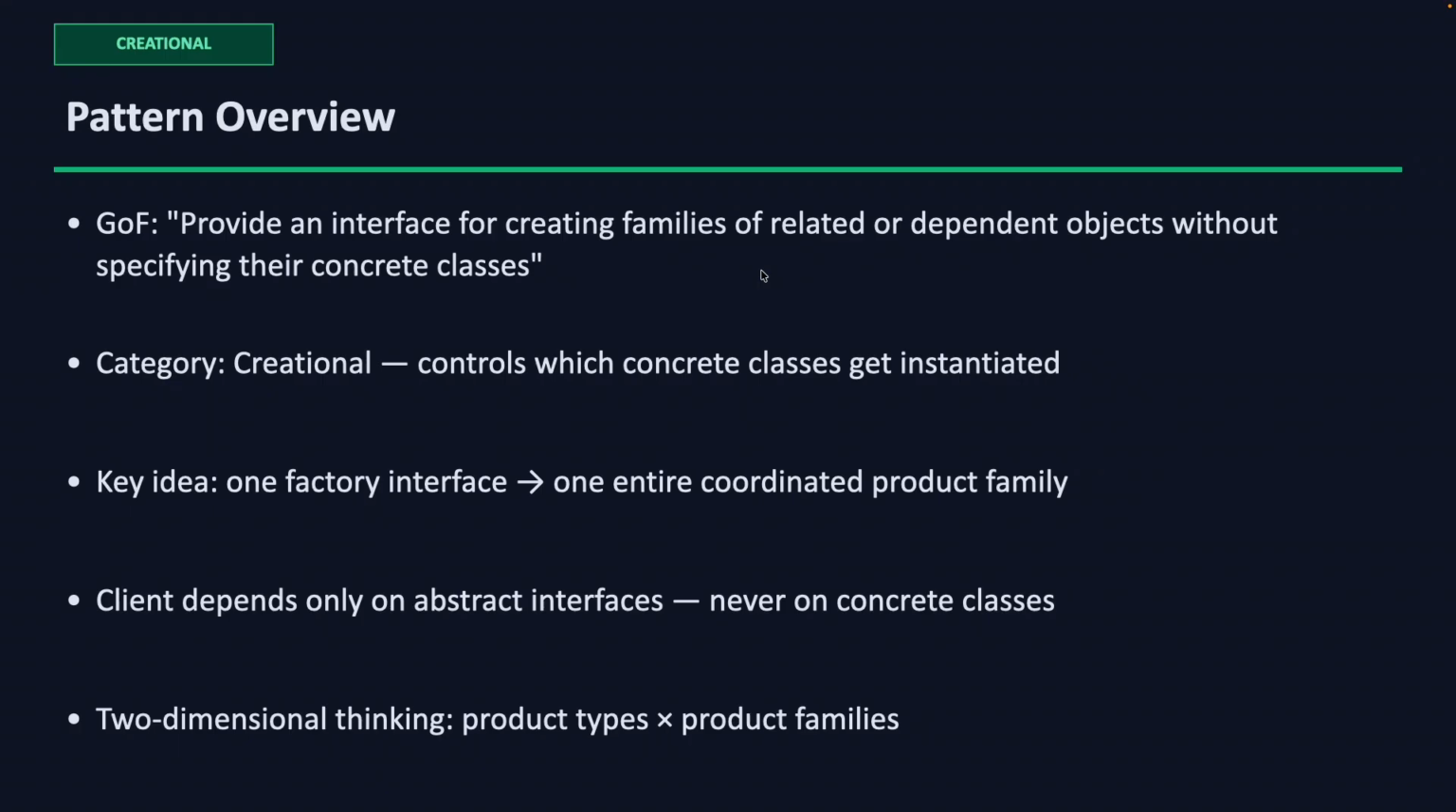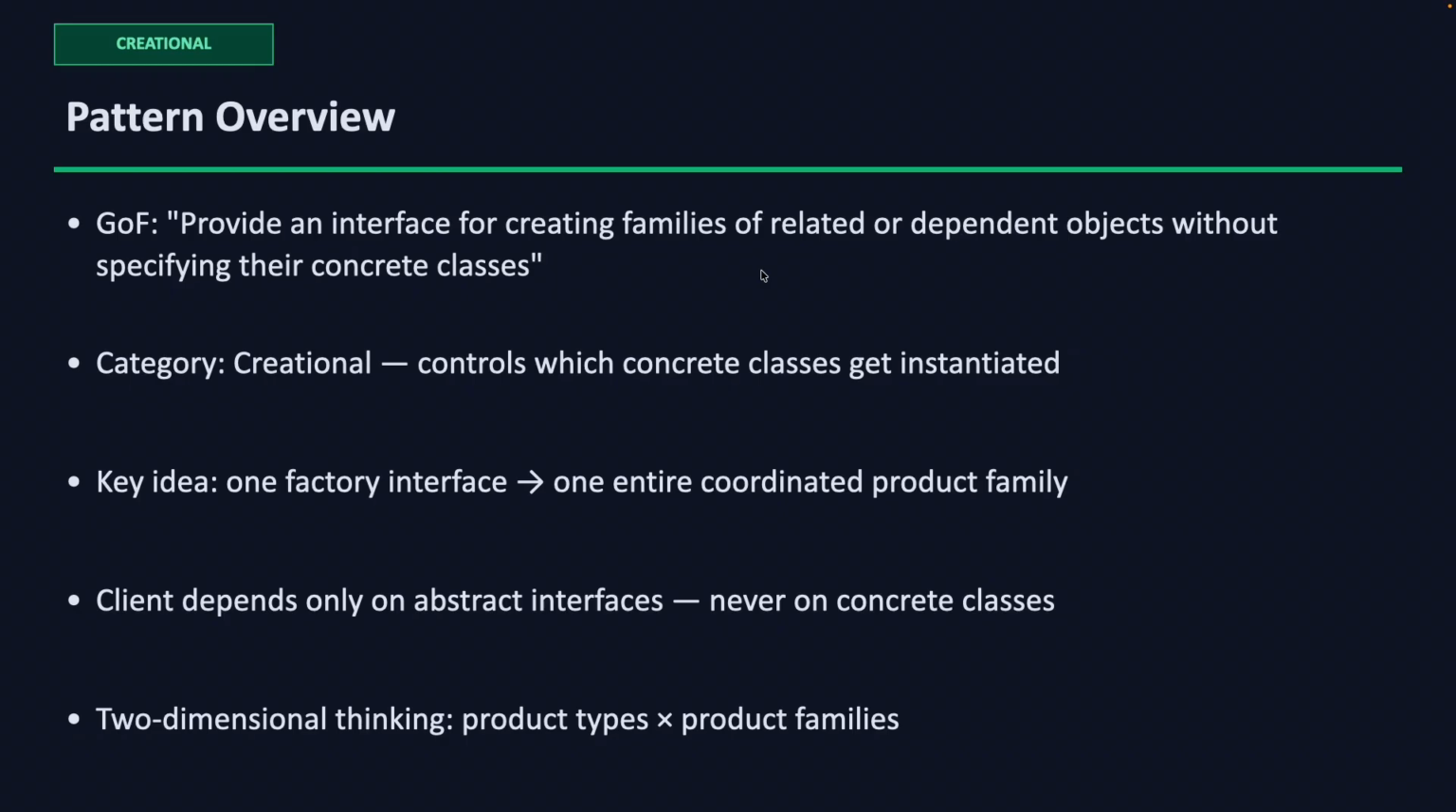Here's a quick pattern overview. The abstract factory is a creational design pattern. The Gang of Four definition is it provides an interface for creating families of related or dependent objects without specifying the concrete classes. The key phrase here is family of related objects.